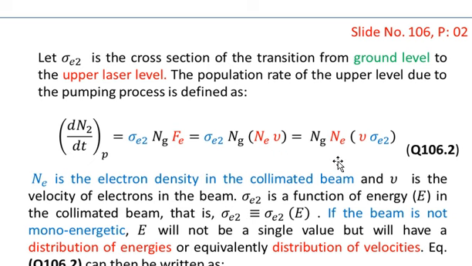Now we have rearranged the terms. We have written Ng times Ne, and we have combined V multiplied by sigma E2.